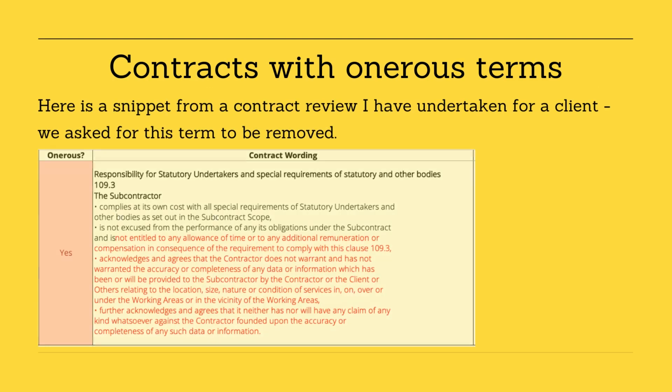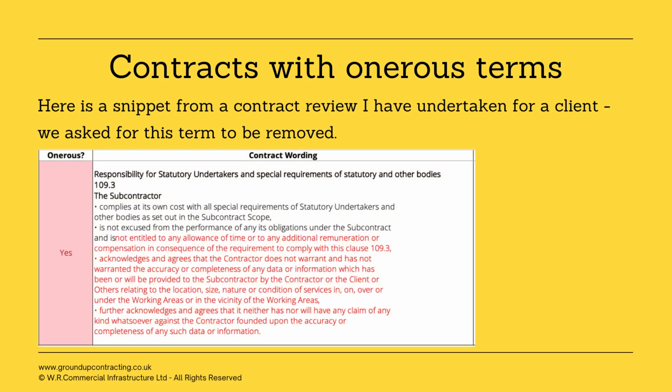Your contract could include onerous terms. These are typically terms that pass on too much risk from one party to another. And in construction, these will attempt to minimize the opportunity for a contractor to claim a variation.